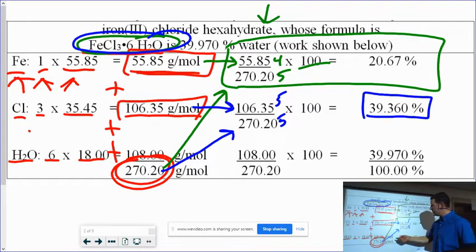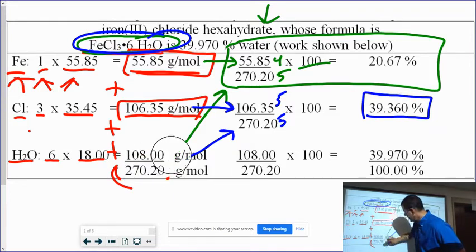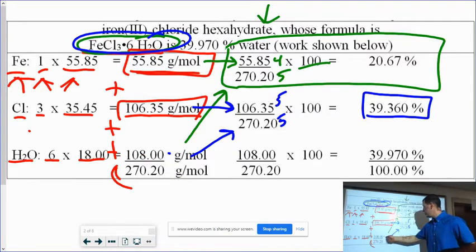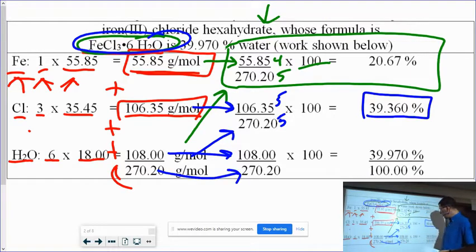And then we do the water. So this 108.00, that's right there. That's the total mass of the water. This is the total mass of the compound multiplied by 100. Again, 5 sig figs there, 5 sig figs there. We don't look at the 100 as a piece of data. And so we get a 5 sig fig number.